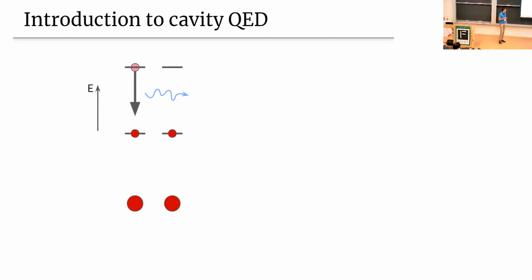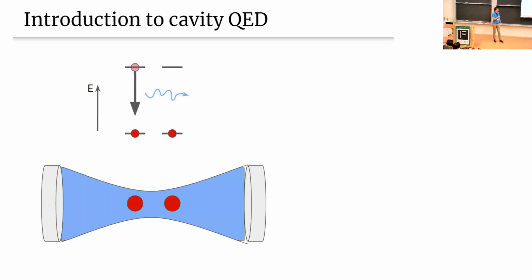So the basic idea is just put two mirrors around that and let it try again and again. So just let the photon bounce around 10,000 times, and then the likelihood that the other atom will absorb it is increased. So basically one atom emits the photon now into the cavity mode.